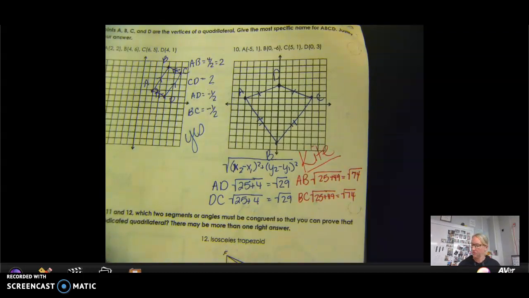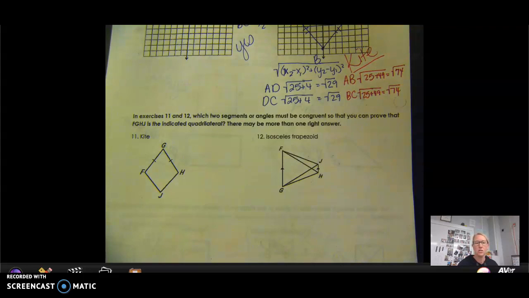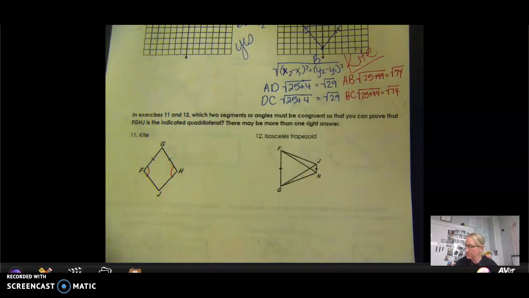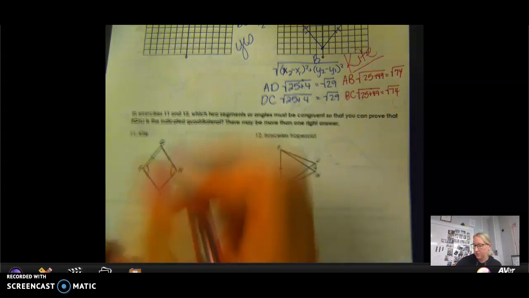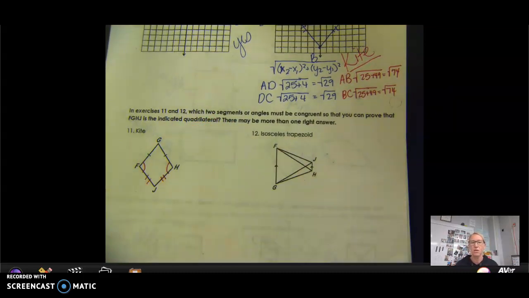Okay, last two. In exercises 11 and 12, which two segments or angles must be congruent so that you can prove the indicated quadrilateral is the indicated quadrilateral? There may be more than one right answer. So I would also have to prove, since this is equal to this, I would have to prove that this angle is equal to this. Or you could prove that this is equal to this. So you would need one of those two things.